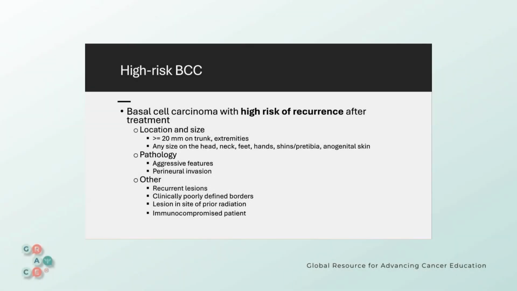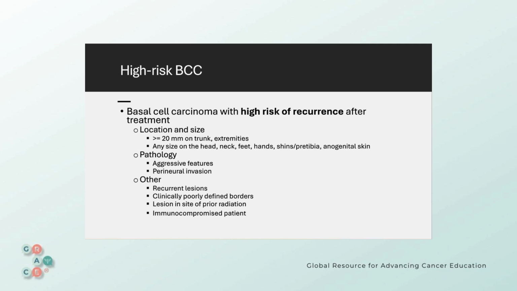So when we look at high-risk basal cell carcinoma, this is defined as a BCC that after treatment has a high risk of recurrence. And the risk factors for that include the location as well as the size of the tumor, similar to how we defined low-risk BCC. Here, the location could be anywhere on the head and neck, on the hands, the feet, the pretibial skin, or the anogenital skin, or tumors that are greater than 2 centimeters on the trunk and extremities are also considered high risk for recurrence.